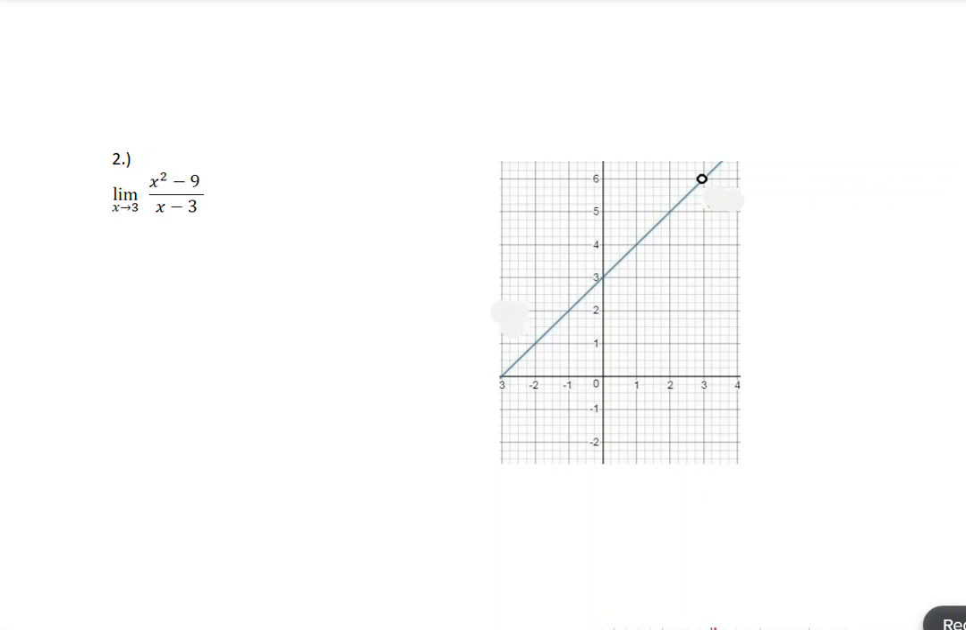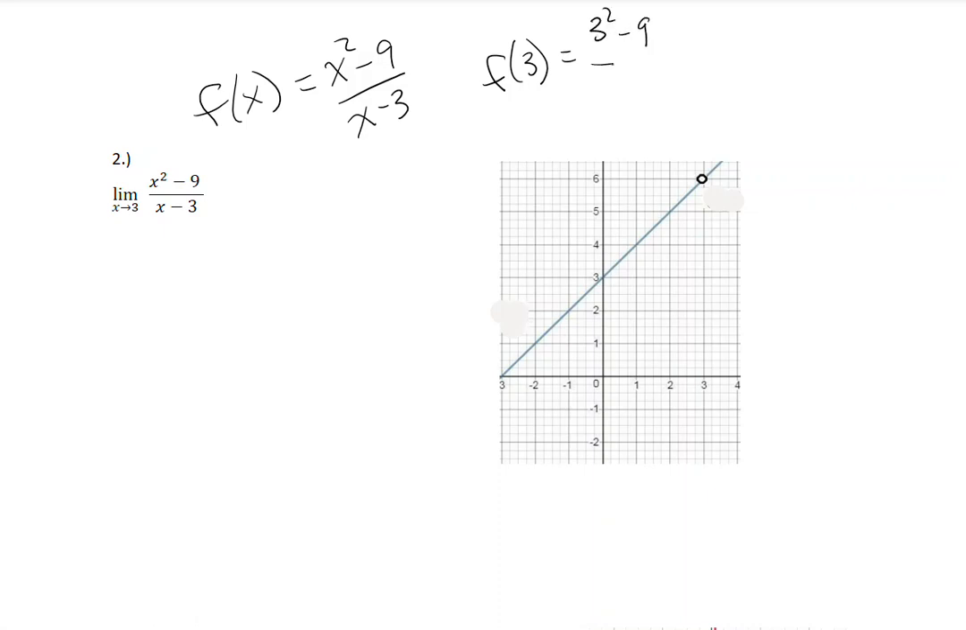Now the second example is a little bit different. You'll be able to see why plugging it in doesn't always get you to where the limit is going to be. So let's ignore the graph on the side for a second, and let's just plug 3 into our function, which is x squared minus 9 over x minus 3. If I plug in 3, we're going to get 3 squared minus 9 over 3 minus 3. And this gives us 9 minus 9 over 3 minus 3, which is 0 over 0.